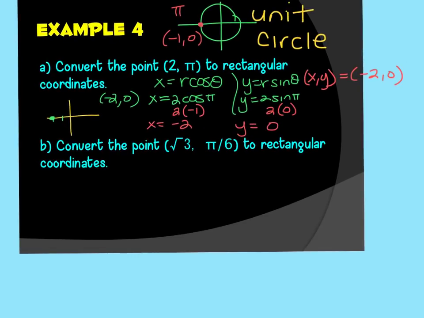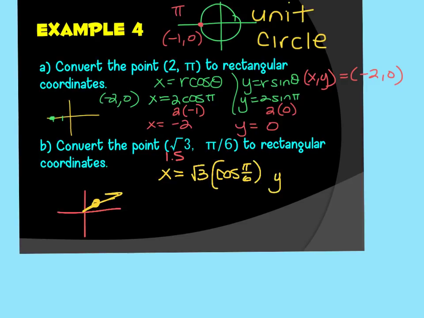So first of all, I would approximate what it looks like so I have it kind of in my head. Root 3 is like a 1.5. Pi over 6 is here. So at least I know I'm in the first quadrant, which should help make sense when I get my points at the end. But I don't need that. That just helps. So then x would equal the radius, which is root 3, times the cosine of pi over 6. And y equals root 3 times the sine of pi over 6.